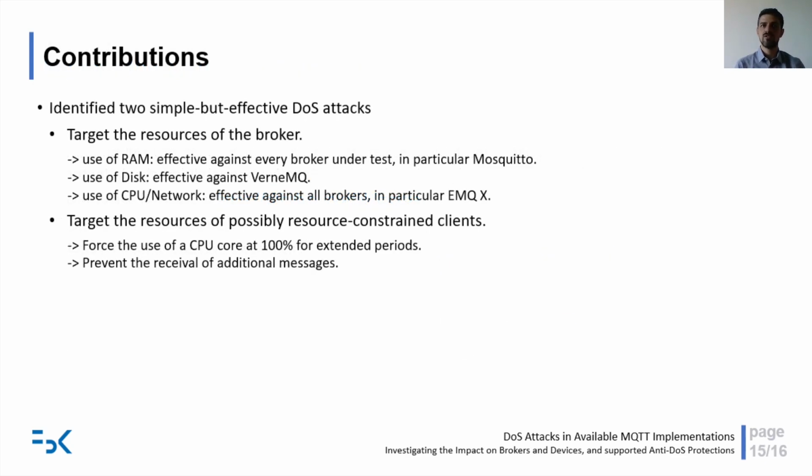To summarize our contributions, we identified 2 simple but effective DoS attacks that misuse MQTT message queues and target the broker or connected clients. In our tests, the attacks on message storage were effective towards the use of RAM against every broker under test, in particular Mosquitto, and towards the use of disk with respect to VerneMQ. The use of CPU was noticeable on all brokers, but in particular with NQX, where we can consider the attack successful. When attacking the clients, it was possible to force the use of a CPU core at 100% for extended periods of time and prevent the receipt of additional messages.